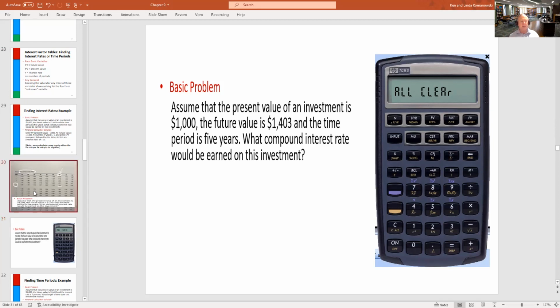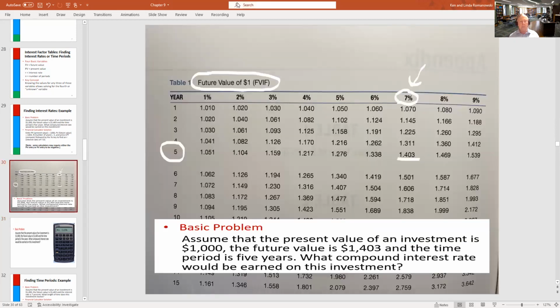If you use the charts in the back of the book, you'll get a very similar answer, but you just have to know what you're looking for. First of all, you want to make sure you're getting the future value table. You don't want to use the present value table. And of course, the question is going to give you the information that you already have. We know the present value is 1,000. We know that the future value is 1403. And we know that the time period is 5 years. So when we go to this future value chart, we know to go to the 5-year mark. The question is now, at what interest rate are we going to do?